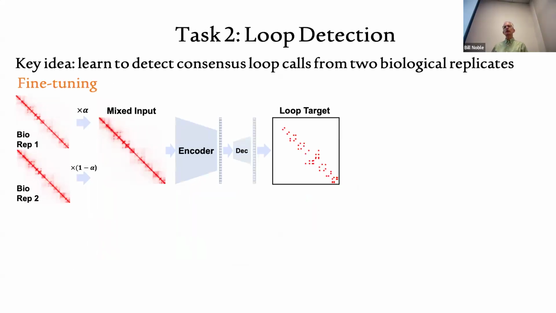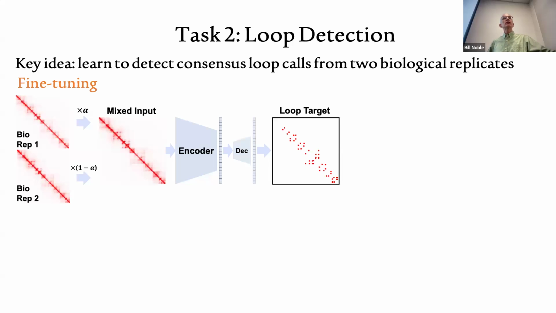The next task we looked at was loop detection. This is one of the more challenging tasks because you typically require quite high coverage in order to see these loops. It's why they weren't really described in great detail until about 6 or 7 years after the first Hi-C paper. Because in the older Hi-C matrices without much coverage, they really aren't very visible.